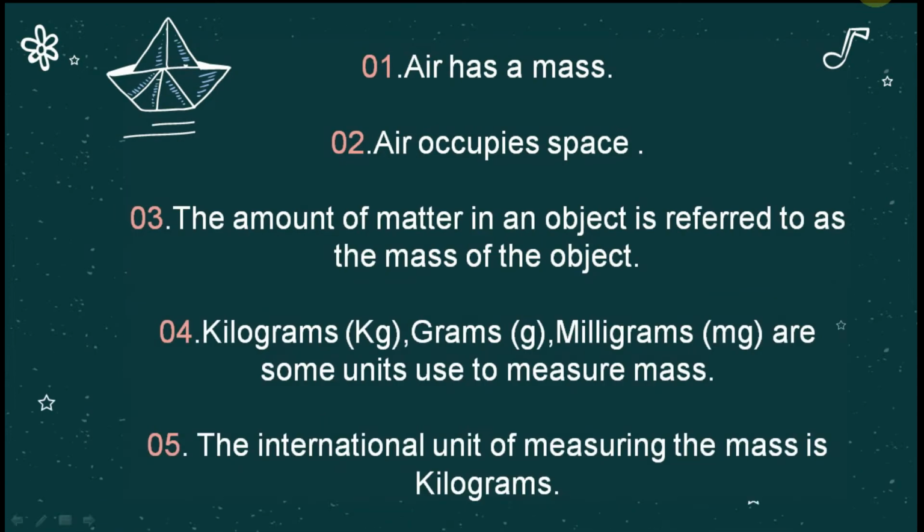1. Air has a mass. Number 2. Air occupies space. Number 3. The amount of matter in an object is referred to as the mass of the object. Number 4. Kilograms, grams, milligrams are some units used to measure mass.